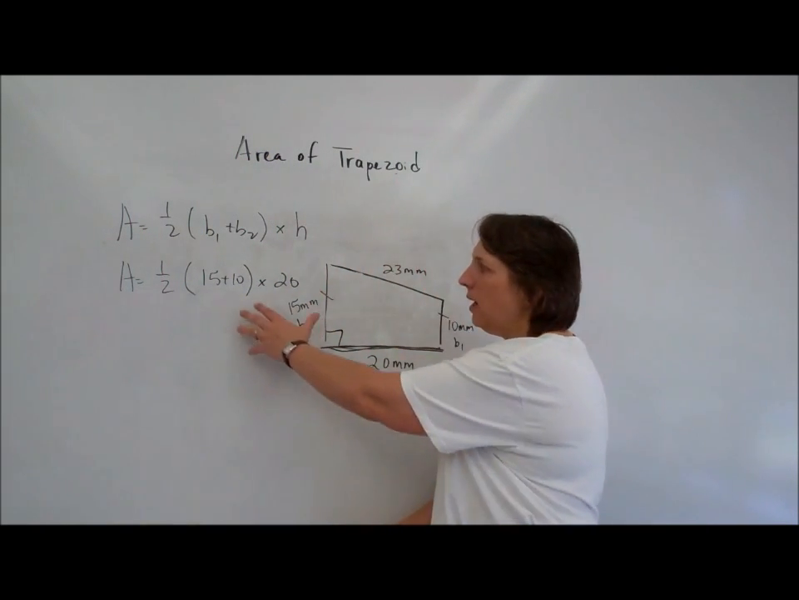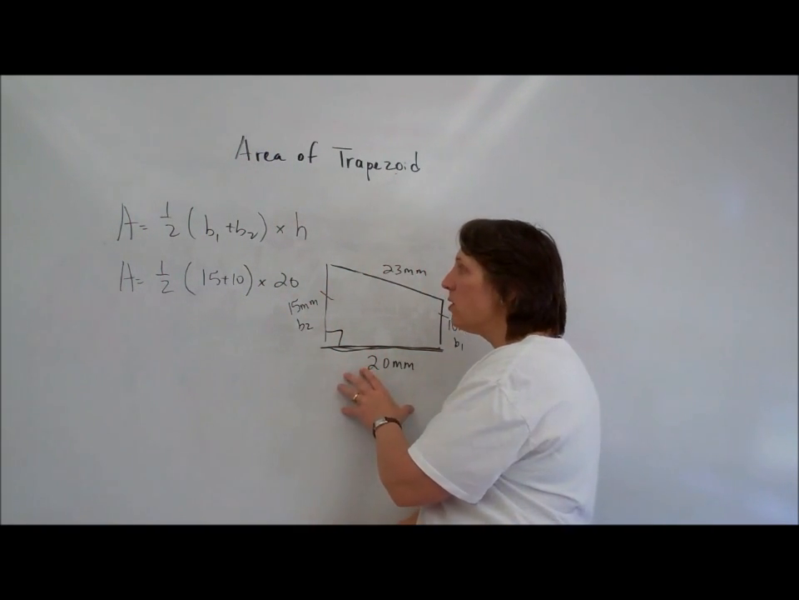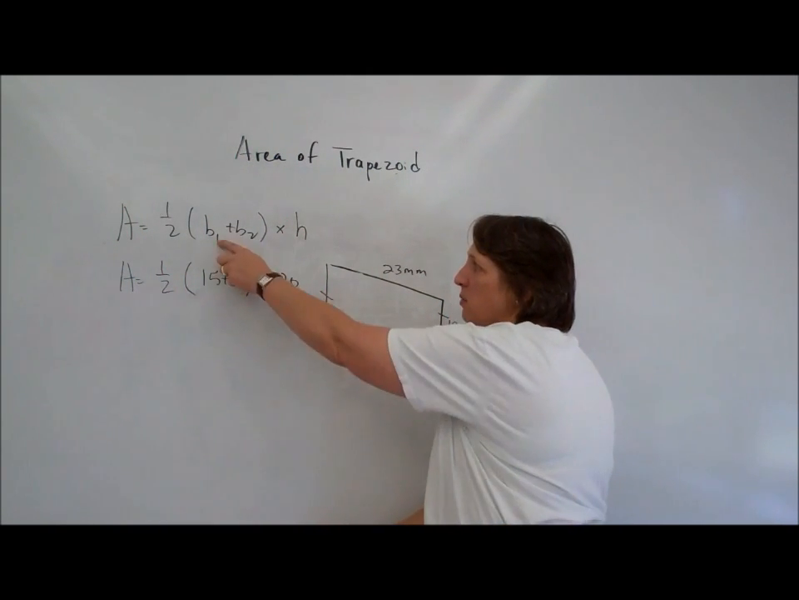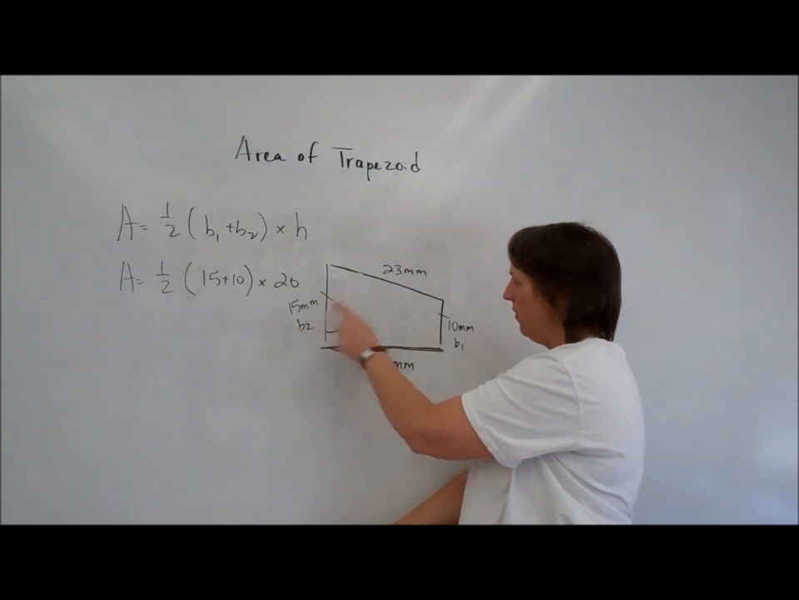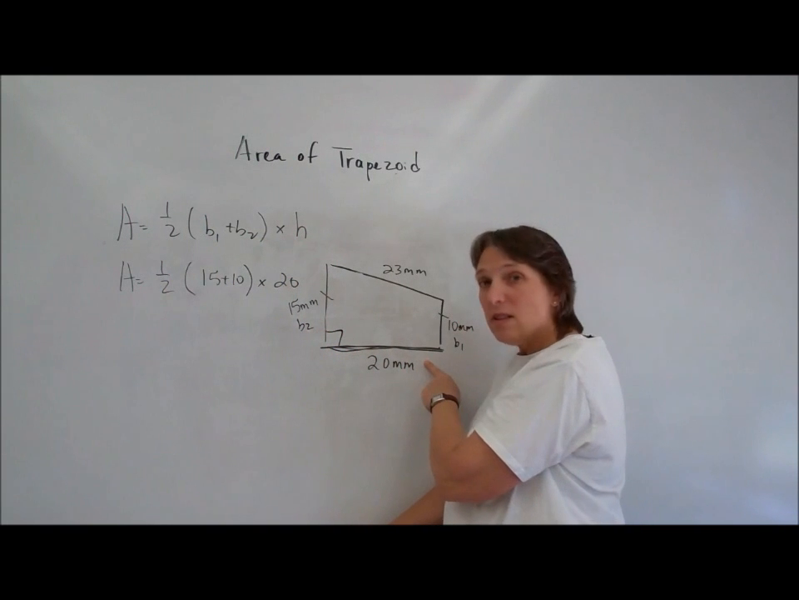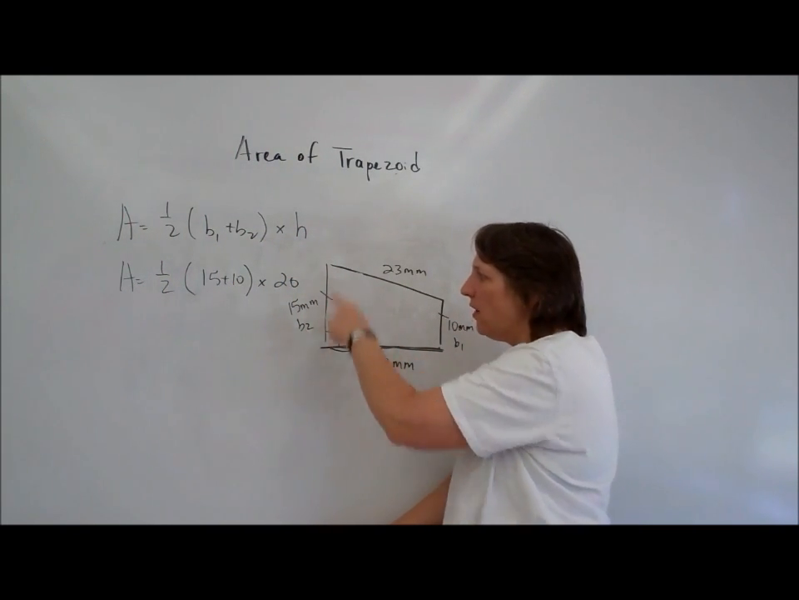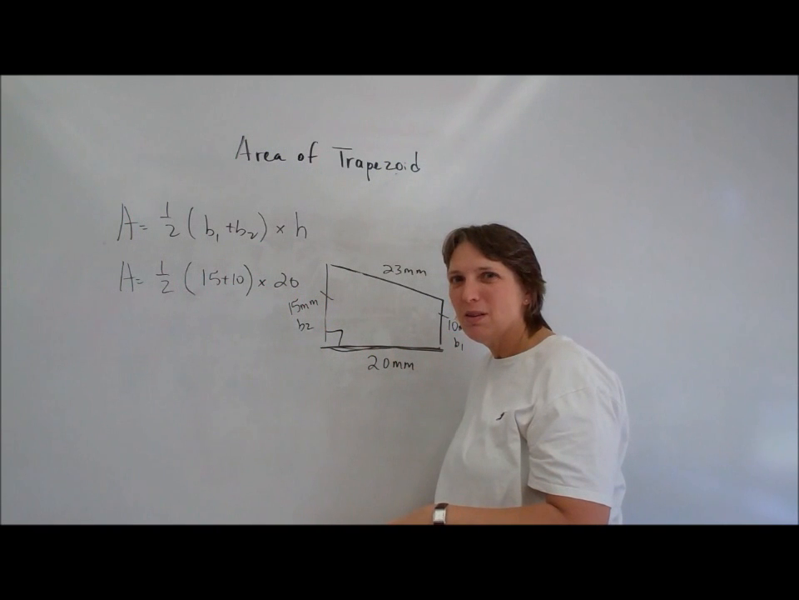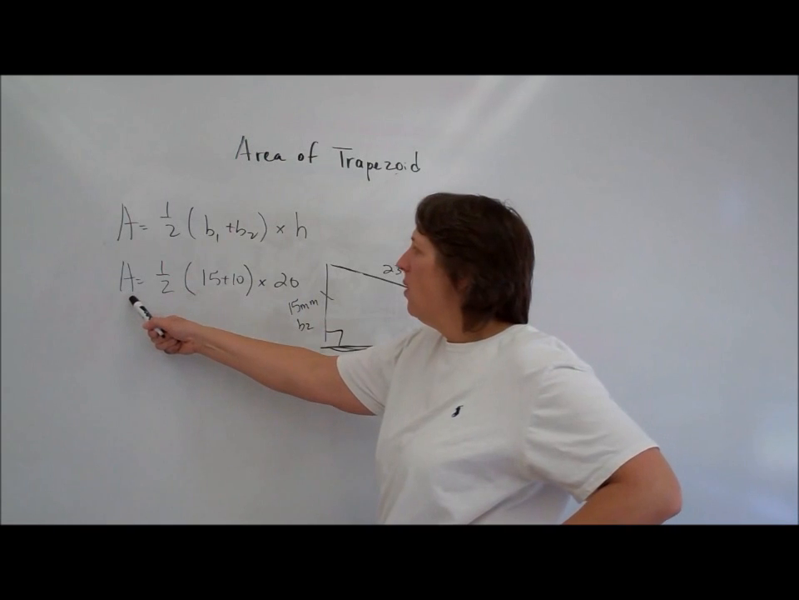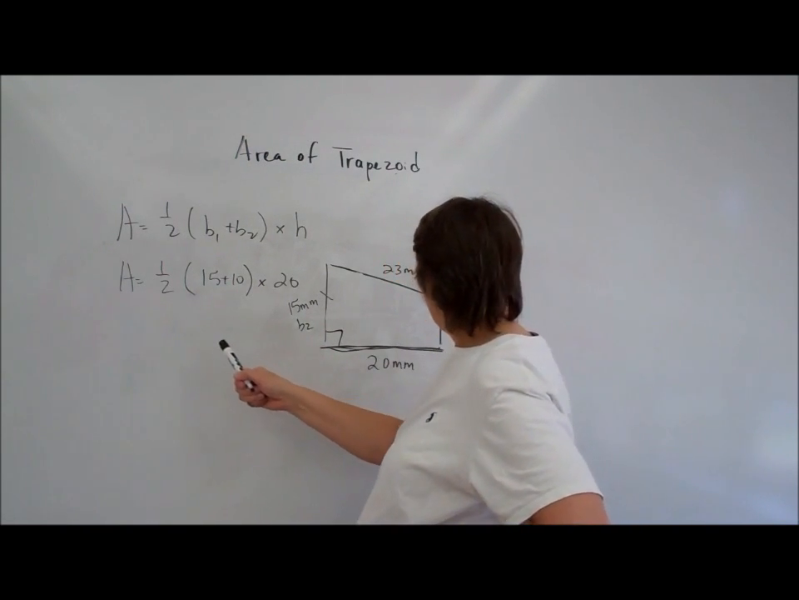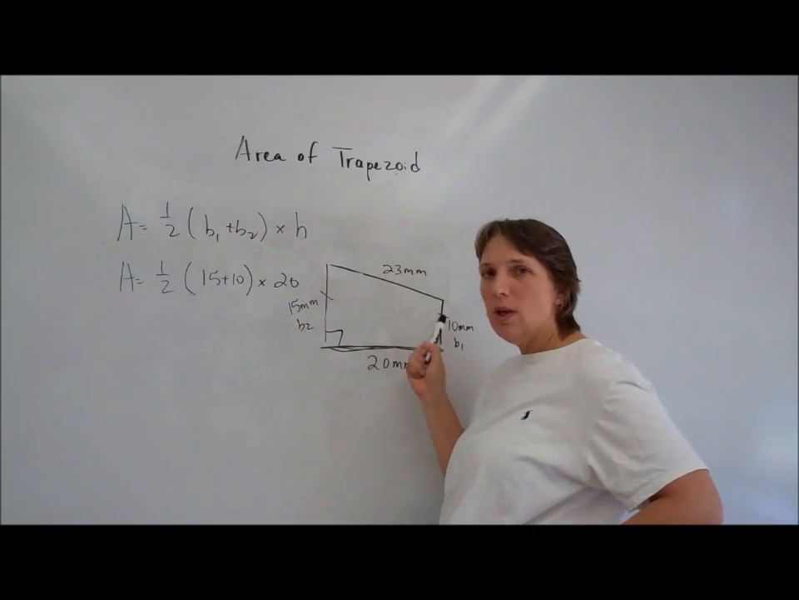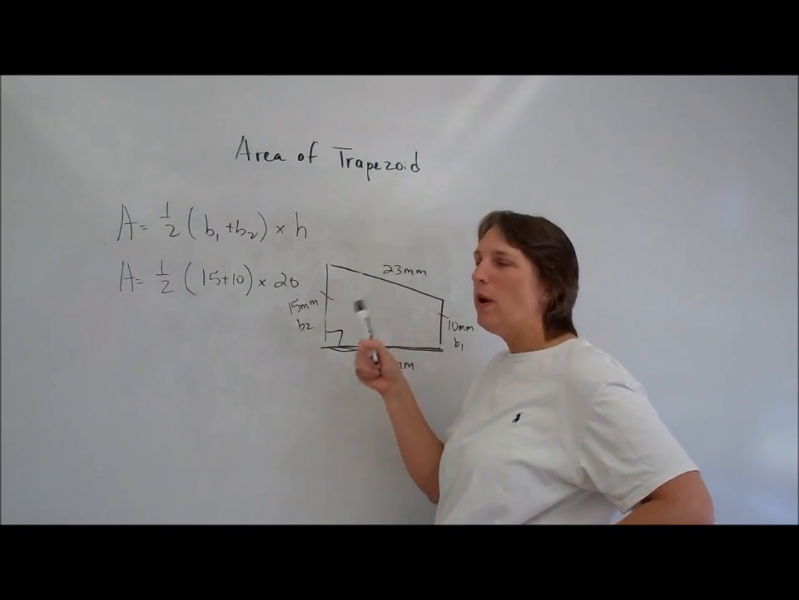Look what I did. Here I replaced the values of the numbers into the variables. 15 plus 10 is b sub 1 and b sub 2. 20 is my height. That's the hard one. This is not the height. You don't use the base and the height twice. It can only be used once. So now we have A equals... oh wait, that's right, I don't use the 23. I would use the 23 if I was doing something with perimeter, but I'm not.